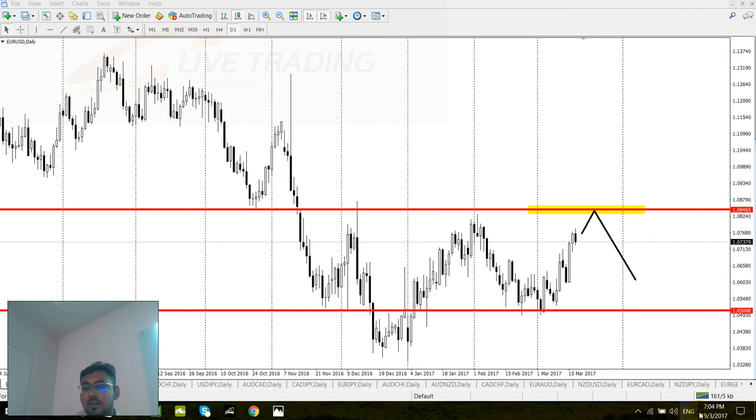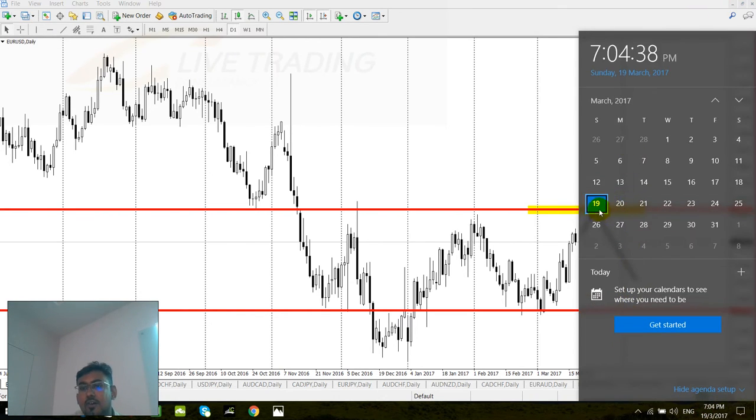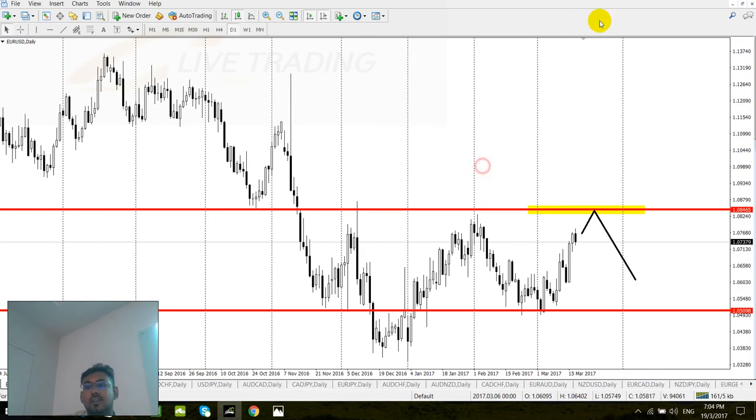Okay, this analysis is from 20th March to 24th March. Okay, see, those who have studied the intermediate, the price action story is very clear over here. You see, the market tried to penetrate. This is Euro USD on the daily chart.